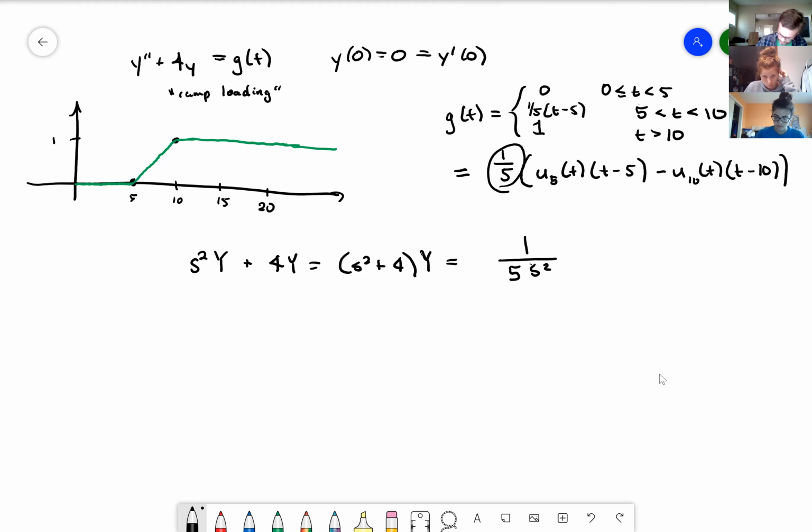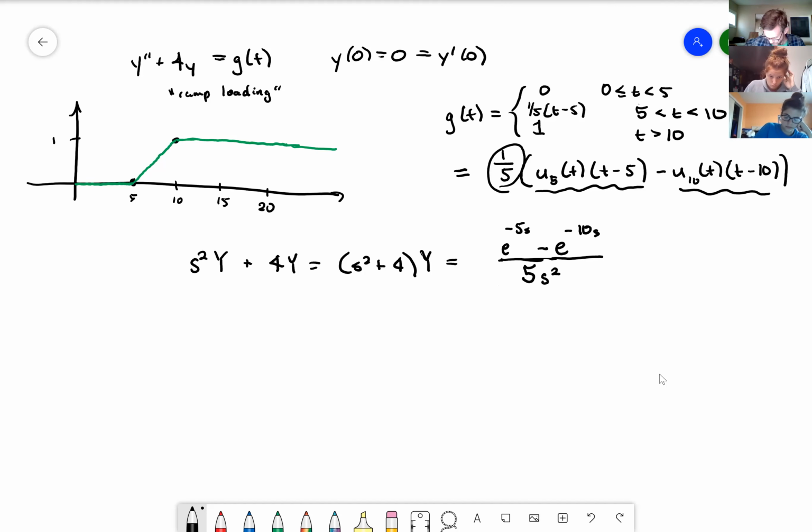So we have 1 over s squared, and there's going to be the 1/5 that accounts for the slope. Then in the numerator, we're going to have the two shiftings. One shifts forward by 5, that's e to the minus 5s. And then we're going to subtract it away at 10 seconds, so we're taking it and shifting it forward. I'll clean this up a little bit so there's no mistaking that for an s. So this is what we get.